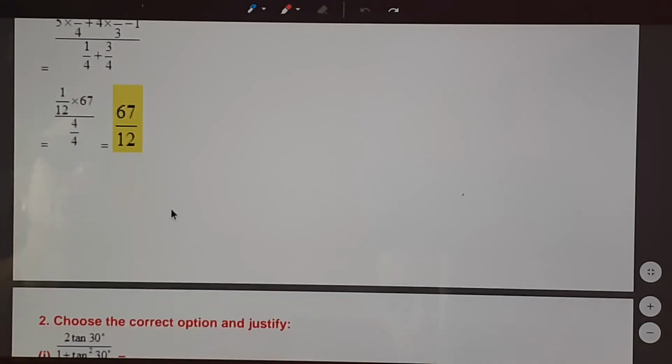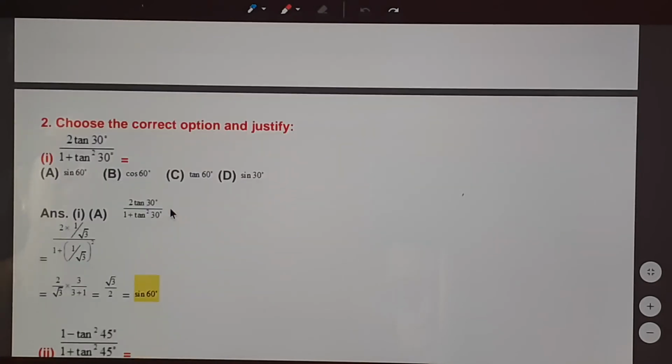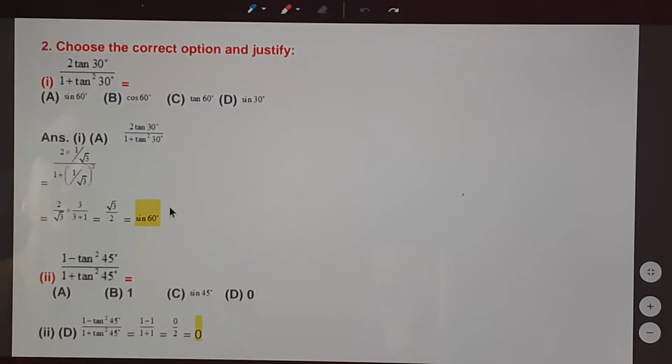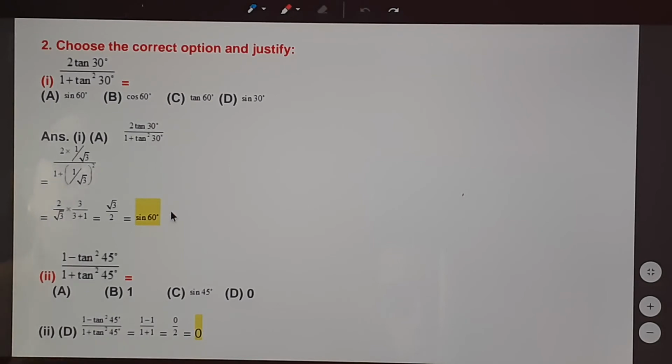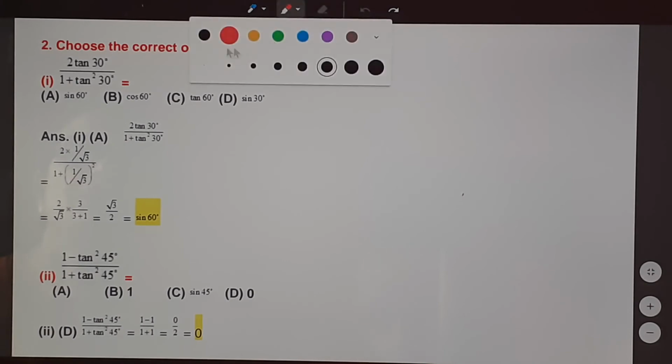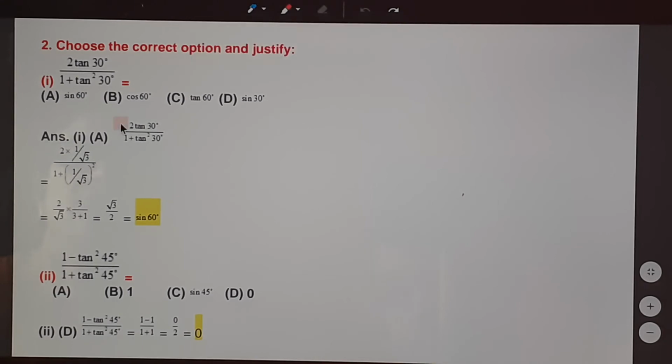You can go through all these questions. Now the second part is: choose the correct option and justify. It means you have to solve the question and then select the option which is similar to your answer. Like here it is given 2 tan 30 degree upon 1 plus tan square 30 degree. So how to find its value? There are 4 options given to us, but we don't know which of these 4 it is. So what will we do? We will solve it as a problem, as we have done in question number 1.